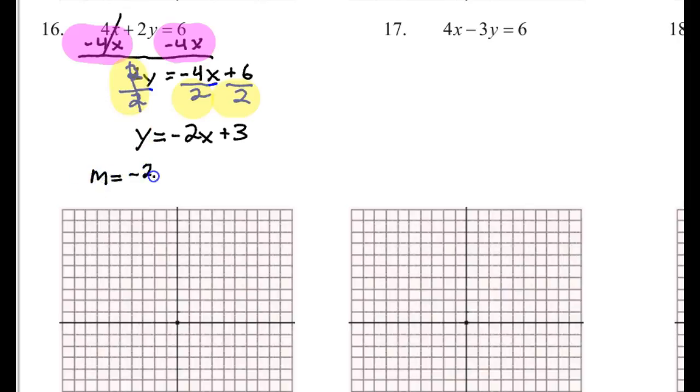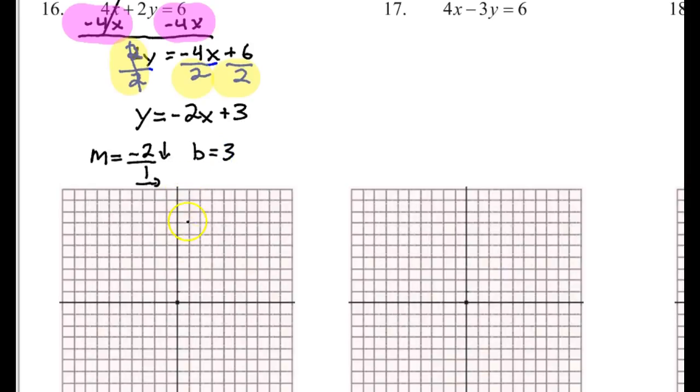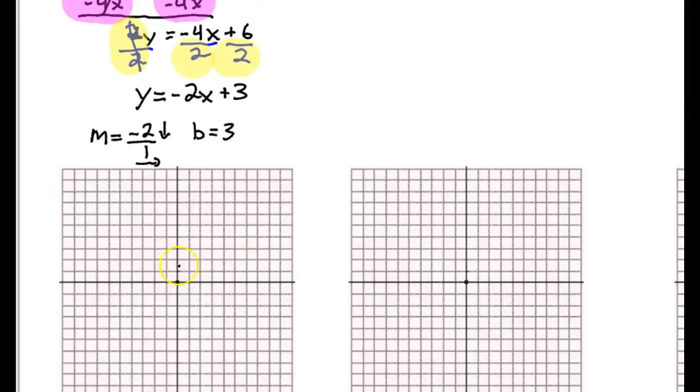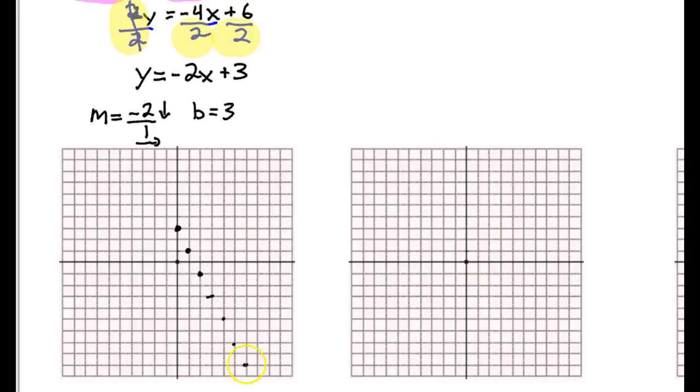So the slope is negative 2 over 1. Remember, I make it over 1, it's not a fraction. Down 2, right 1, starting at positive 3 on the y-axis. Start at positive 3 and go down 2, right 1. Okay, so that's a little refresher.